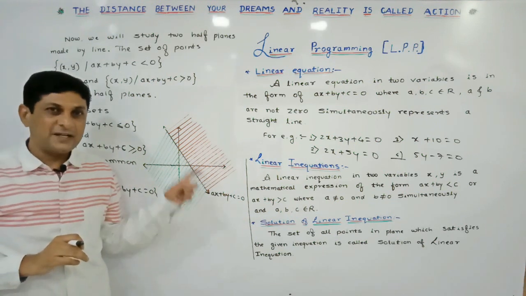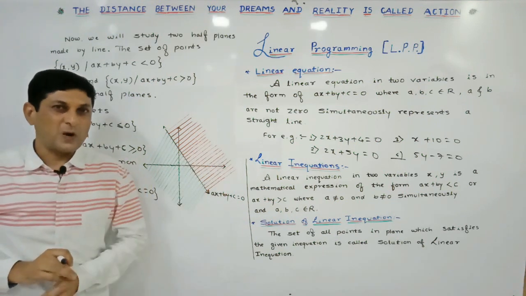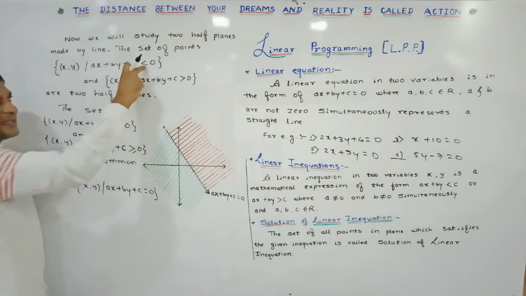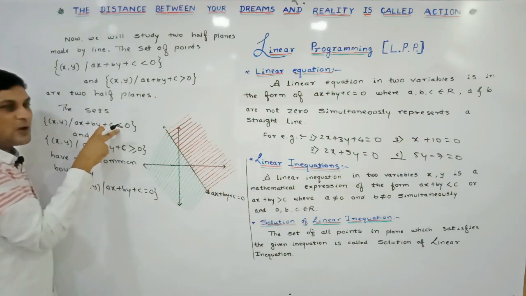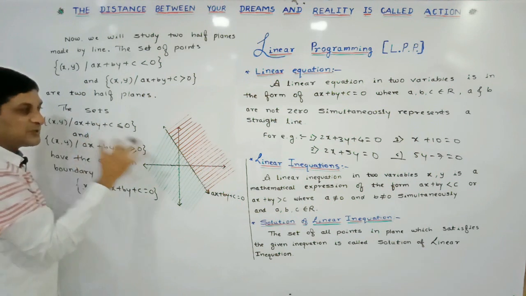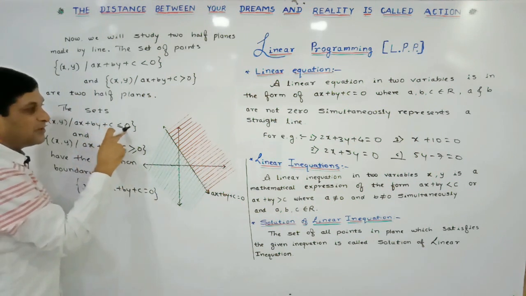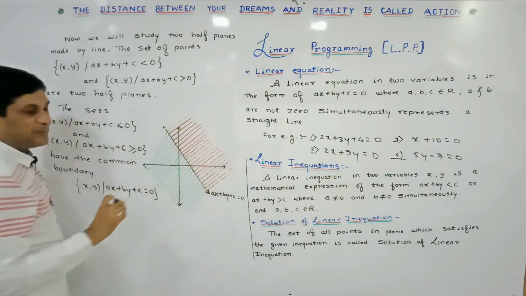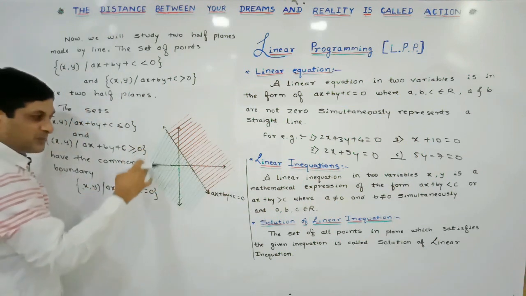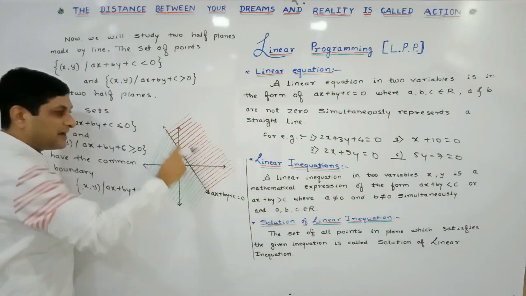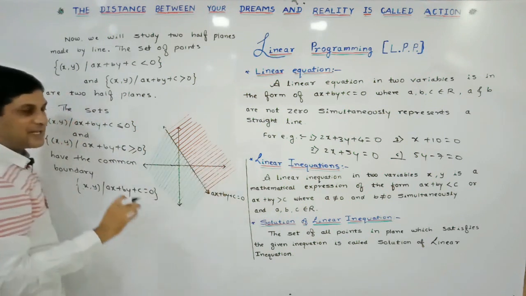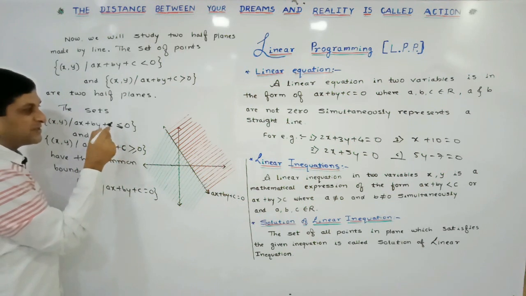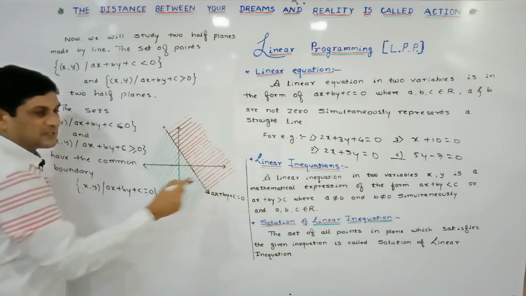A line divides a plane in two parts. Each part is called a half plane. Now instead of strictly less than, if we are taking less than or equal to, less than means one half plane, and equal to means all the points on this line. Means here we are considering all the points in the half plane and also the points on the line, because less than means one half plane and equal to means all the points on this line.